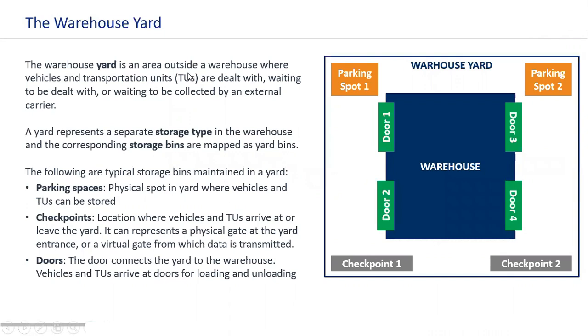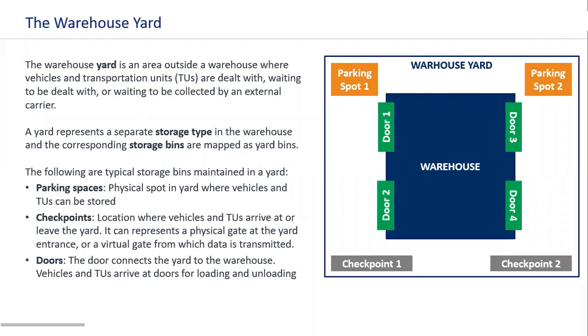So the warehouse yard. The warehouse yard is an area outside a warehouse where vehicles and transportation units are dealt with, waiting to be dealt with, or waiting to be collected by an external carrier. A yard represents a separate storage type in the warehouse, and the corresponding storage bins are mapped as yard bins. So just an example, parking spaces could be a storage bin, a physical spot in the yard.